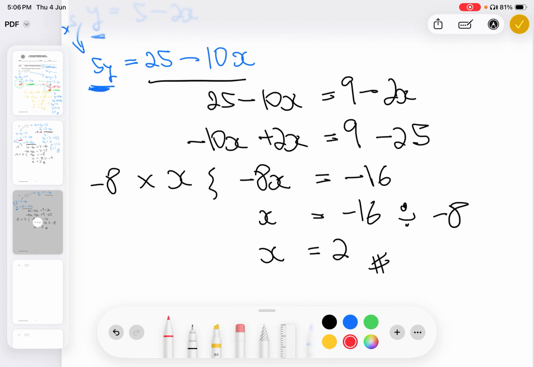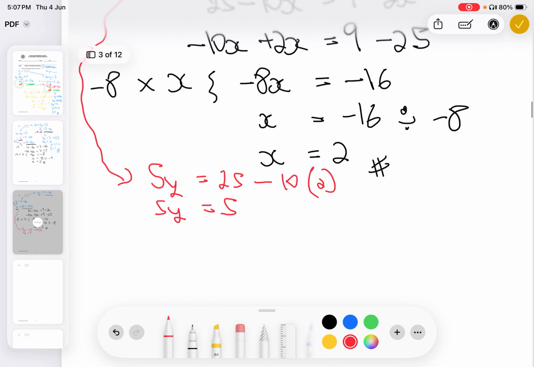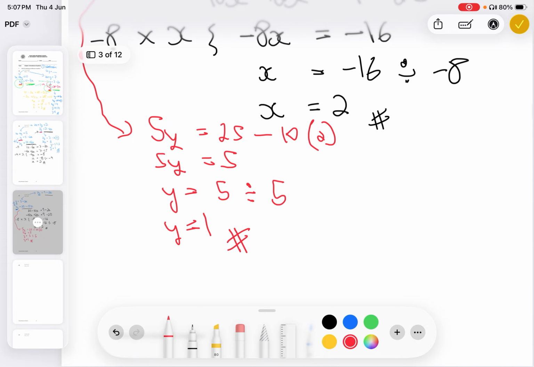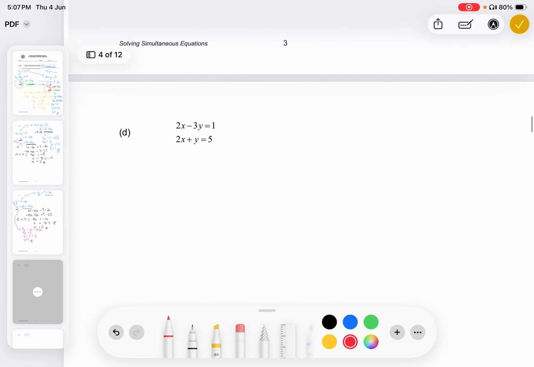Then let's see if I use this equation to solve for x. 5y is 25 minus 10. The x is 2. I press calculator, this is 5. So y equals to 5 divided by 5. So y equals to 1. That's it. That's the answer for this part. Okay for this part. Okay. The next one. Again the same thing.